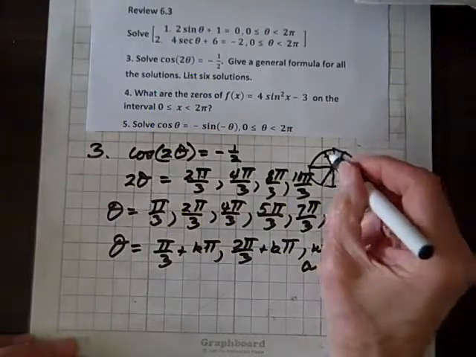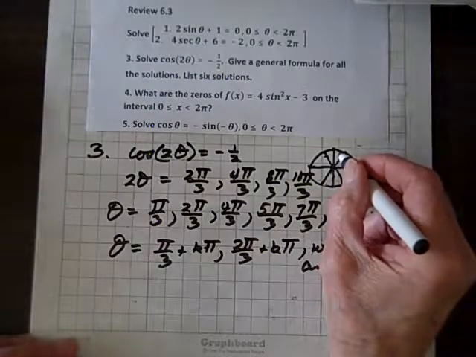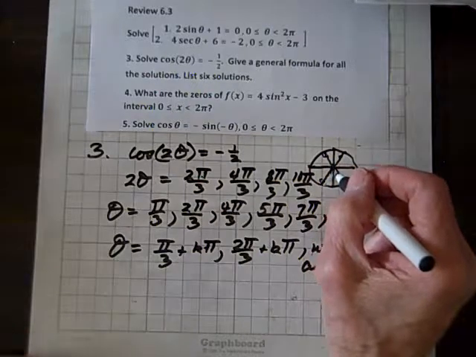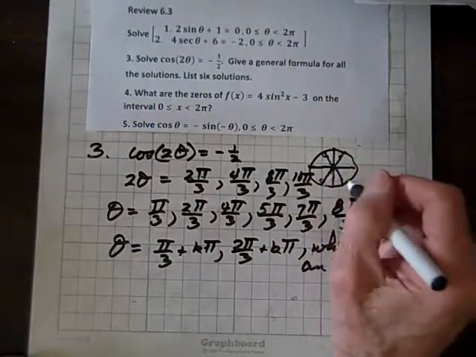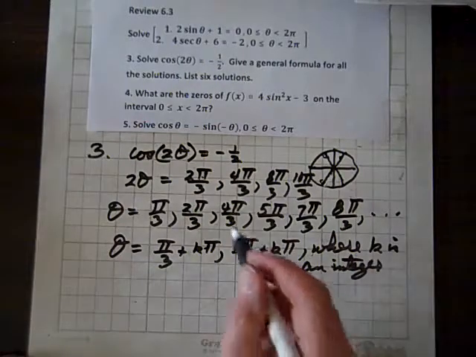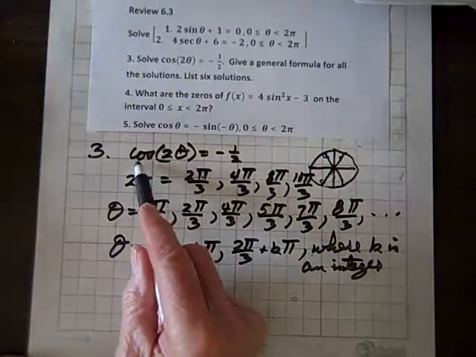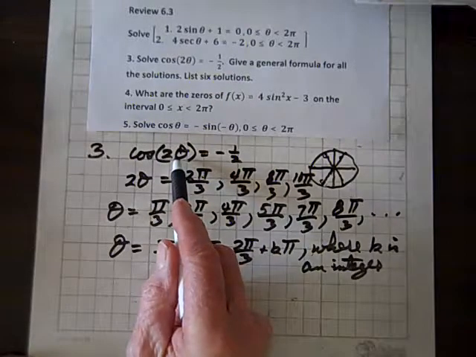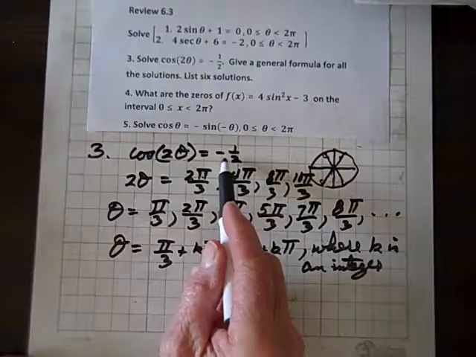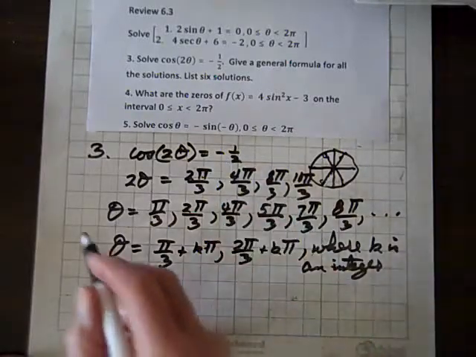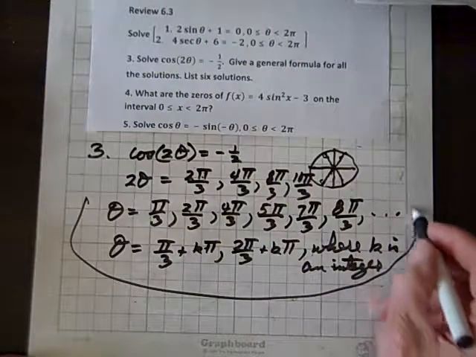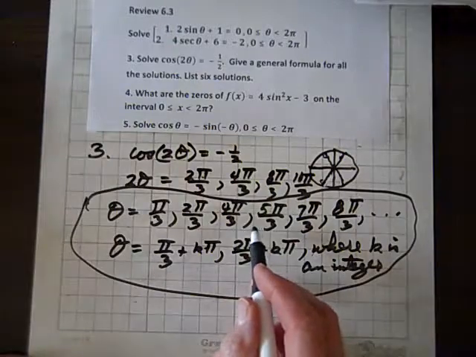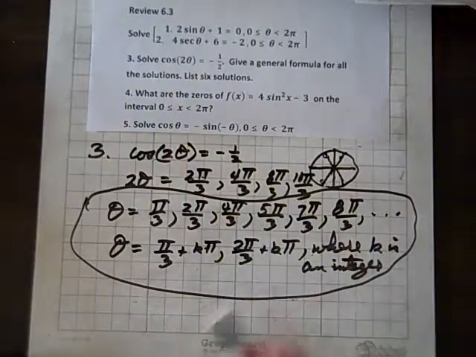And notice, we'll just keep bouncing from here to here, here to here. And in each case, for any of those angles, and there's an infinite number of those angles, when we evaluate cosine of 2 times that angle, we will always get negative 1/2. So we've got it. We've got 6 solutions and the general solutions.